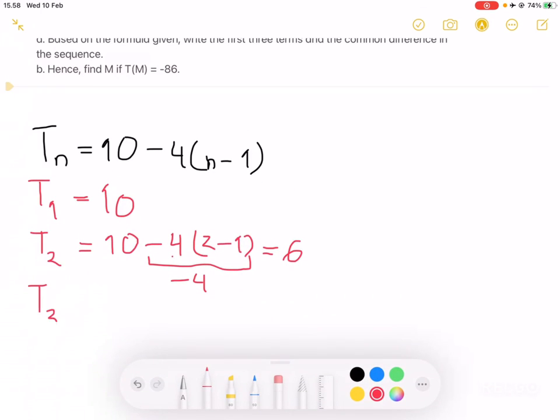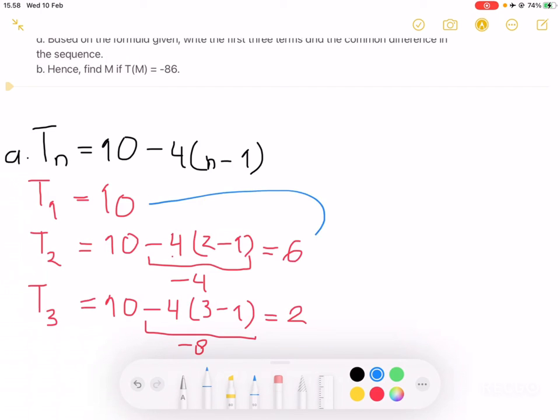And finally, the third term, and just mark this as part A. The third term will be 10 minus 4, 3 minus 1. This whole thing will be negative 4 times 2, which is negative 8, and this whole thing will become 2. And then the common difference in this case is negative 4, because you subtract 4 to get the next term. So you get 6 obtained by 10 minus 4, 2 obtained by 6 minus 4, and so on.